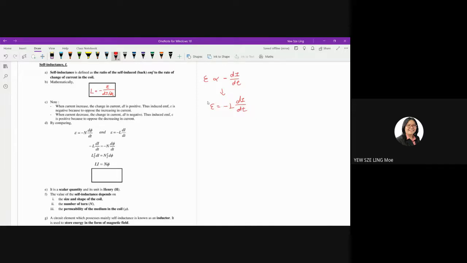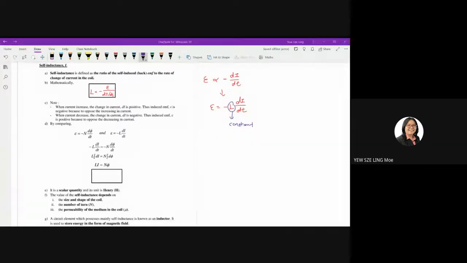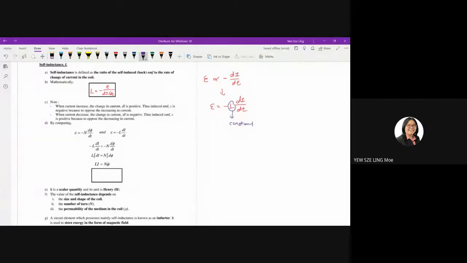By looking at these two equations, it tells us that L is a constant value, meaning that when di over dt changes, EMF will change. It won't affect the value of L, because L is just a constant unless you change the physical structure of the inductor. Otherwise, L is always a constant value. It doesn't matter whether you change the EMF or the di in your solenoid. It won't affect L.